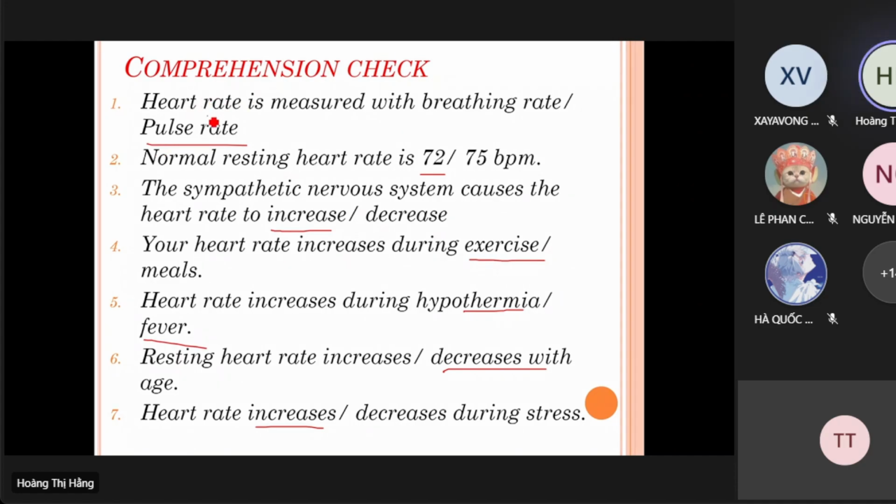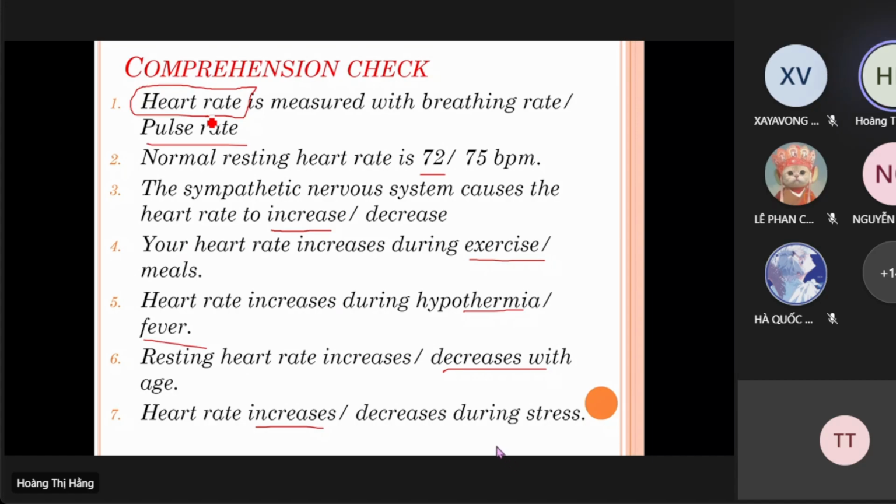Heart rate. Heart rate means the number of beats per minute. Mạch đập thì thường được đo là số lượng lần đập trên một phút và được viết tắt là BPM, beats per minute. Beat là nhịp đập.